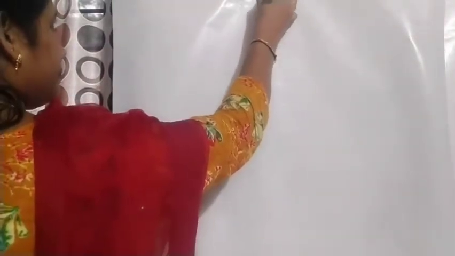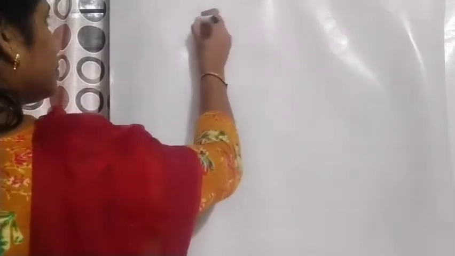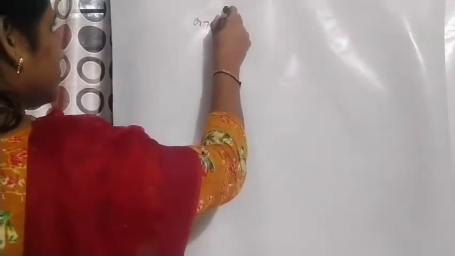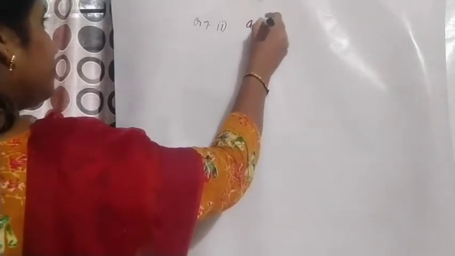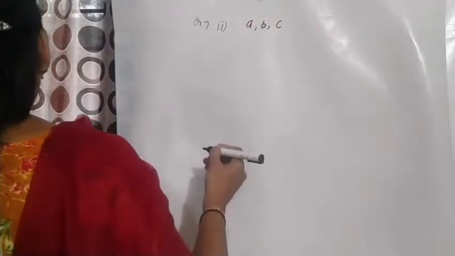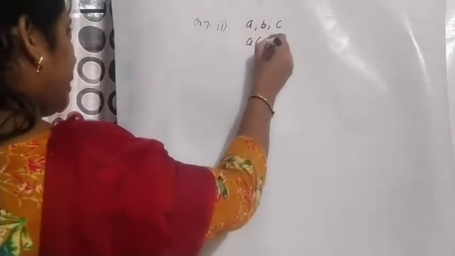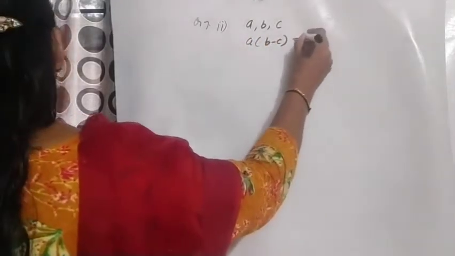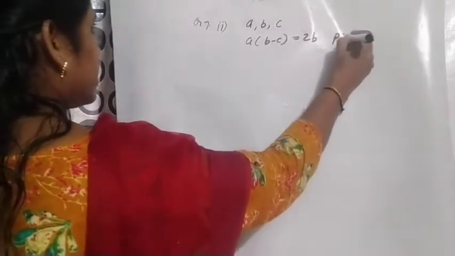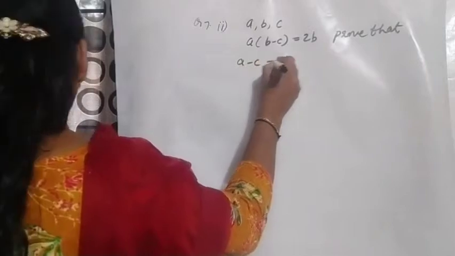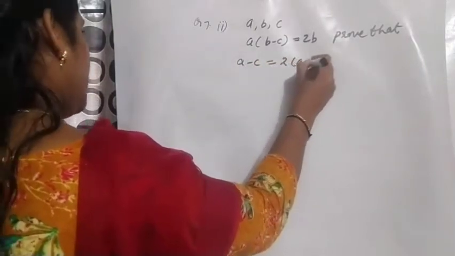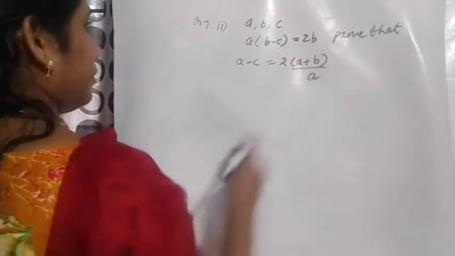Question number 7, second one. If A, B, C are in continued proportion and A into (B minus C) equal 2B, prove that A minus C equal 2 into (A plus B) divided by A. We have to prove this.